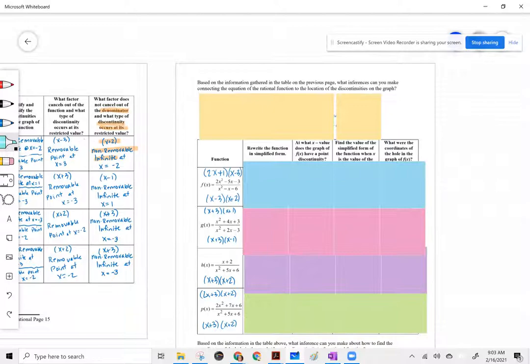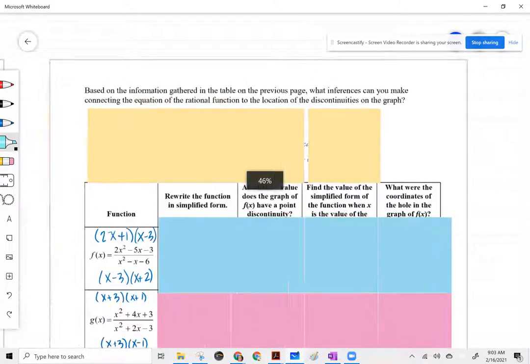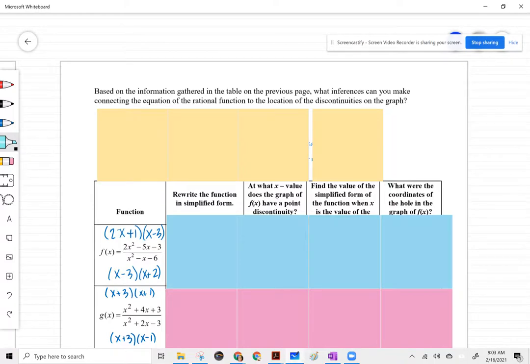All right, so this is where we are taking that information. It says, based on the information gathered in the table on the previous page, what inferences can you make? I want you to connect the equation to the location of the discontinuities on the graph. So pause and think about what connections you can make between the equations and the types and locations of discontinuity. Okay, so let's take a look.